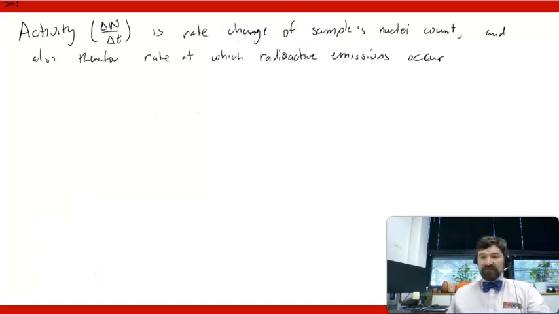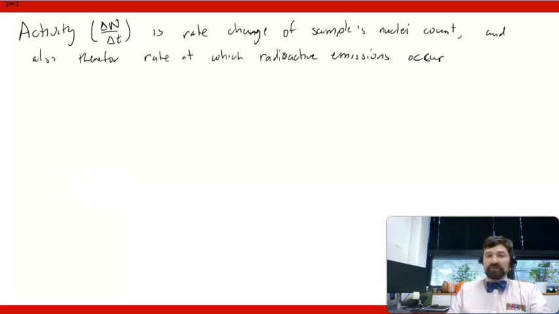Now, the activity of the sample is the rate change of the sample's nuclei count, and so therefore it's also the rate at which emissions are occurring. So if we are doing alpha decays, then this is the rate of decay. It means also how many alpha particles are being emitted from the sample per second.